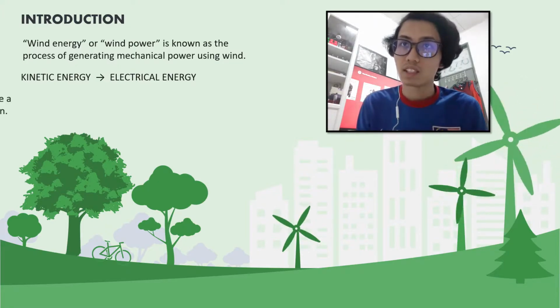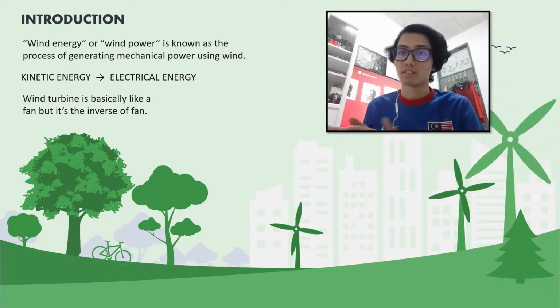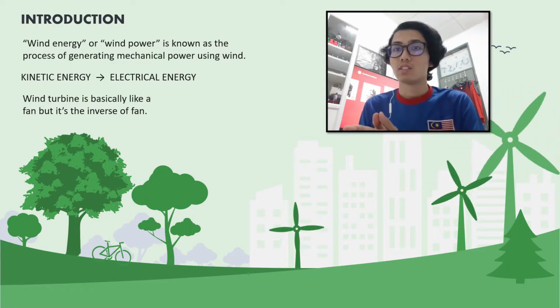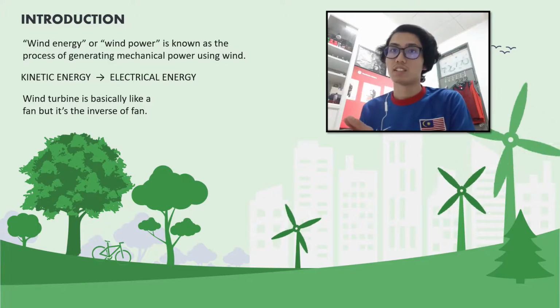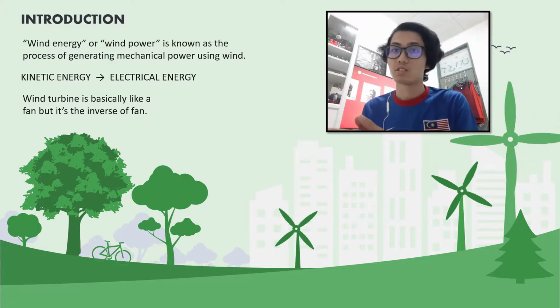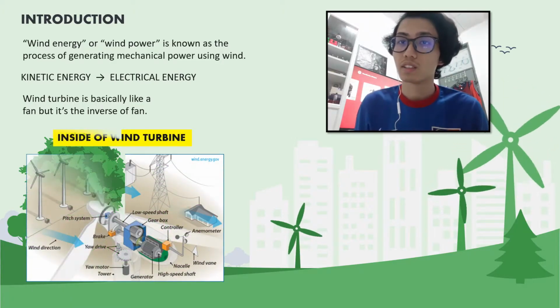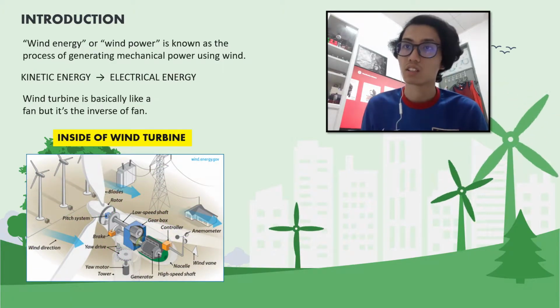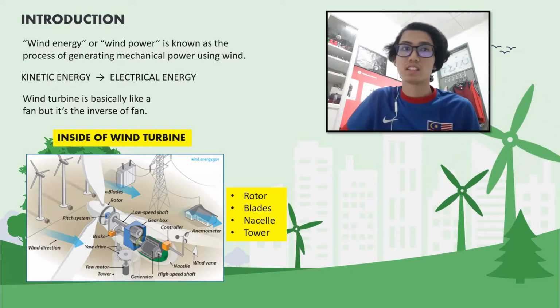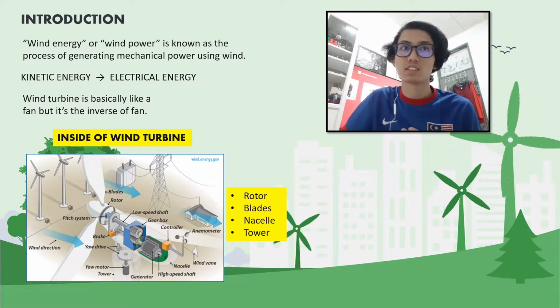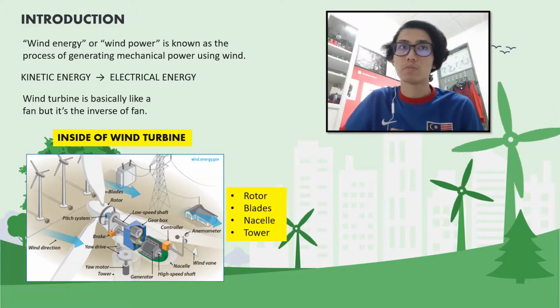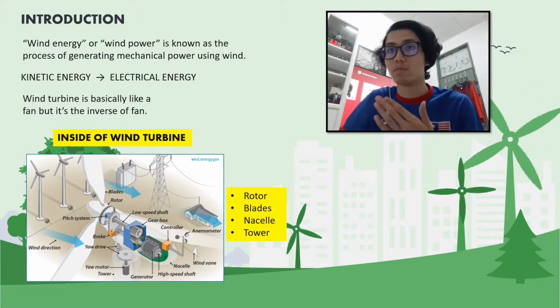A wind turbine is basically like a fan, but it is the inverse of a fan: a wind turbine uses wind to produce electrical energy, but a fan uses electrical energy to produce wind. There are four main parts of a wind turbine, which are the rotor, the blades, the nacelle, and the tower. The nacelle contains the gearbox, low and high speed shaft, generator, controller, and brake.